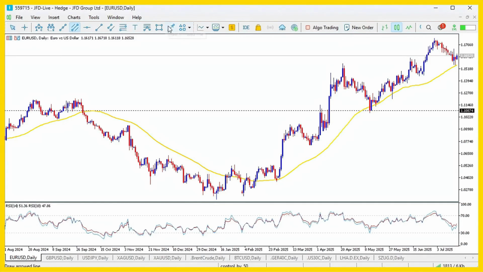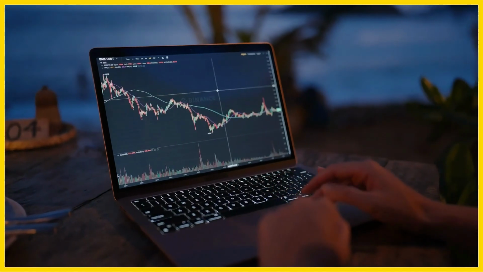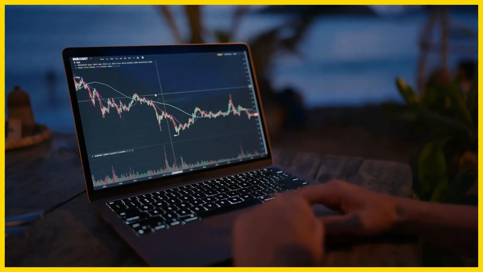They help you identify trends, spot reversals, and pinpoint high-probability entry and exit points. Mastering them is a cornerstone of successful intraday trading.